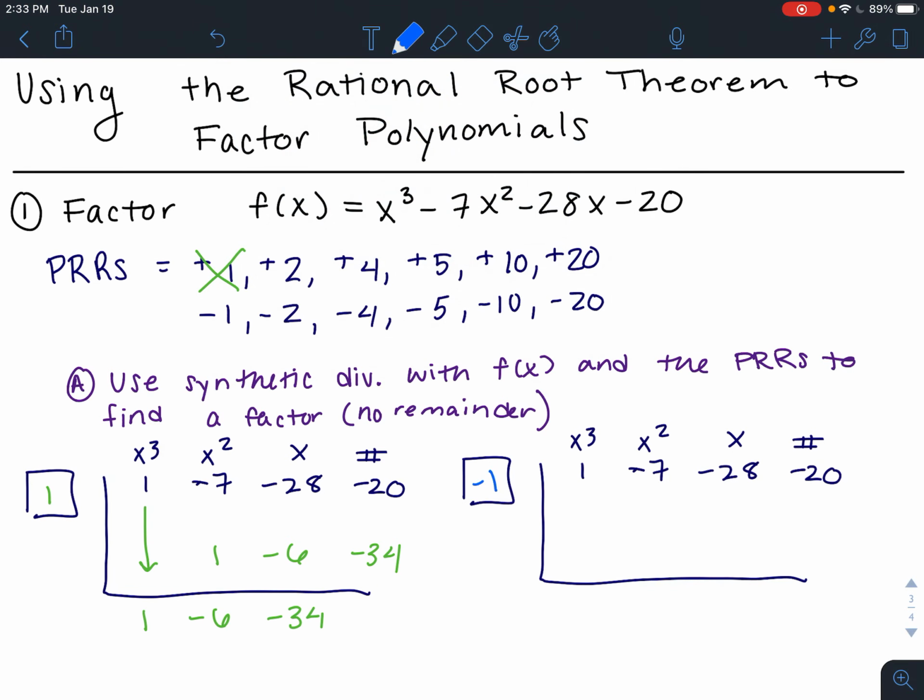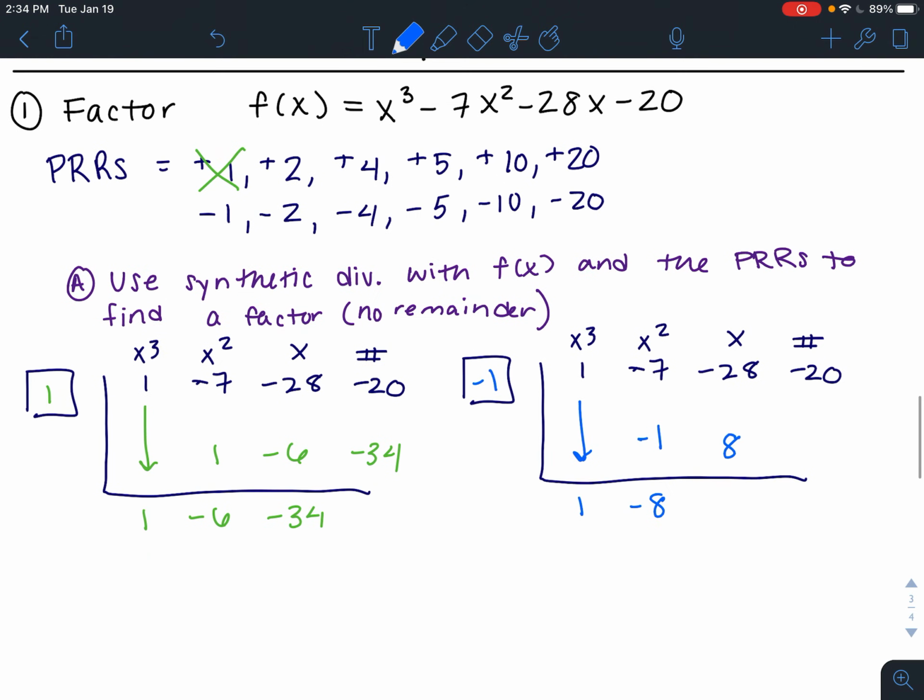Okay, so say I'm going to test -1. So I'll drop down my 1. 1 times -1. Add down, I get -8. Multiply, I get +8. Multiply down here, and we're going to get -20. And then multiply again, I get +20. Oh boy, it works. So this one is an answer. So x equaling -1 is a root.